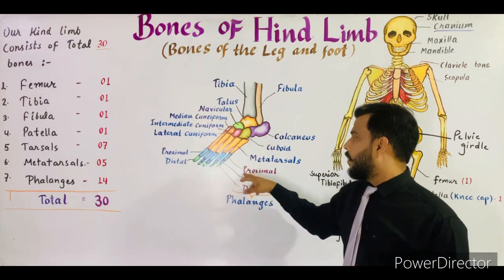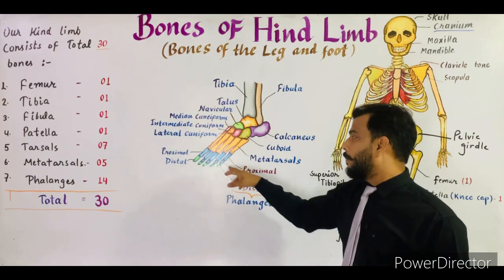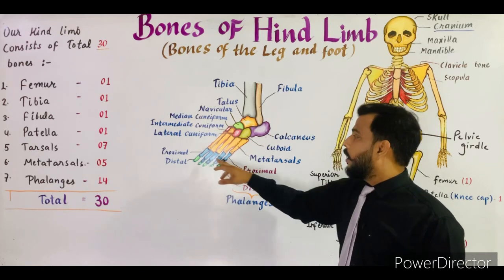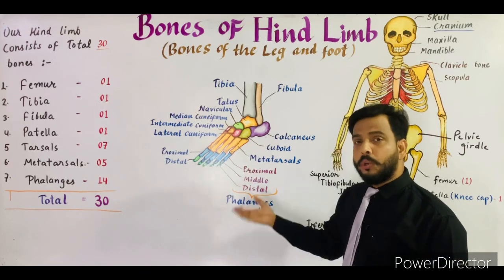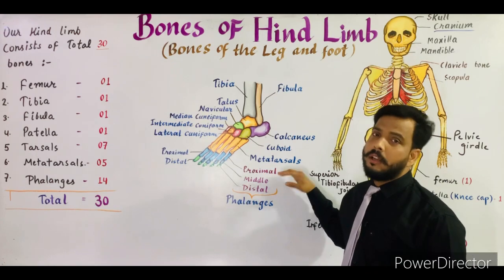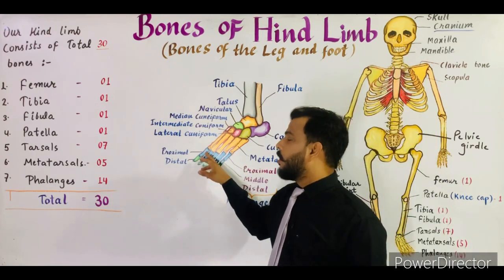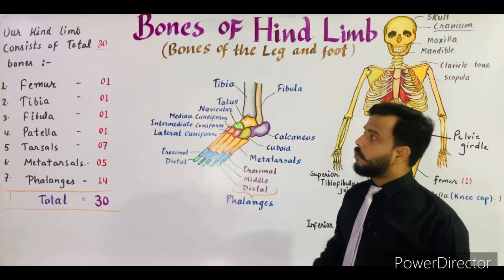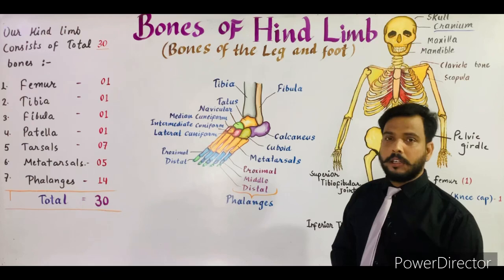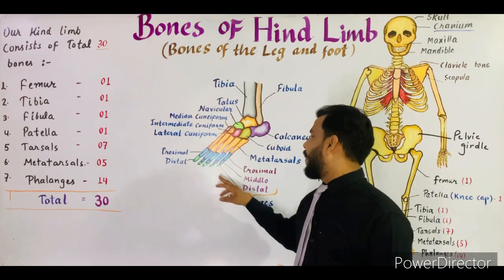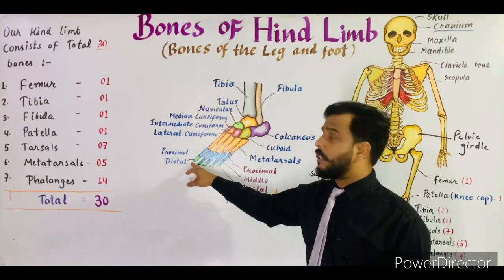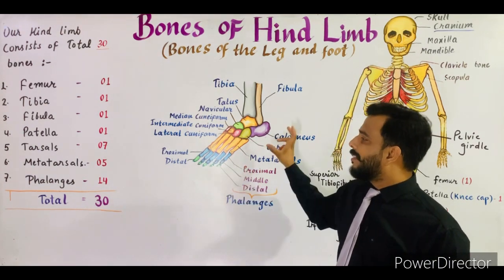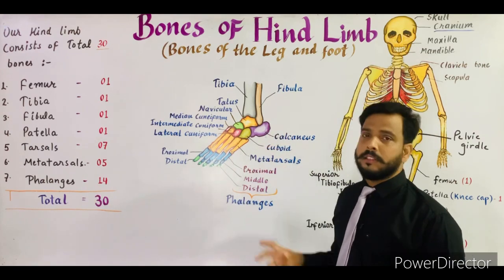The remaining 4 consist of a total of 3 phalanges each. The first one is the proximal phalanx, the middle one is the middle phalanx, and the last one is the distal phalanx. So in these 4 toes there are a total of 3 phalanges, while in the first toe there are only 2 phalanges. So the total number of phalanges is 14. Thus the total of all the bones is 30. And one more thing, each distal phalanx bears a nail. So that was all about the metatarsals, tarsals and phalanges in this diagram.